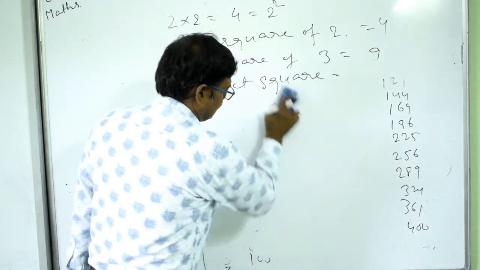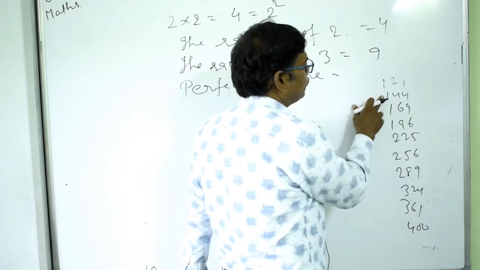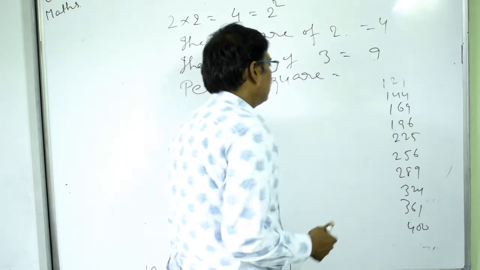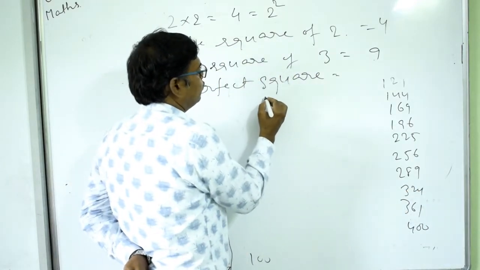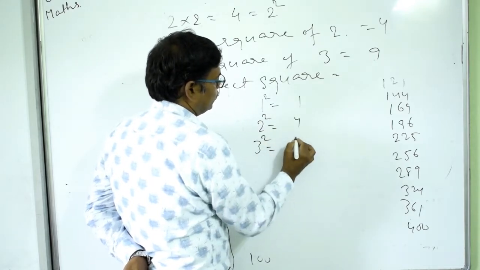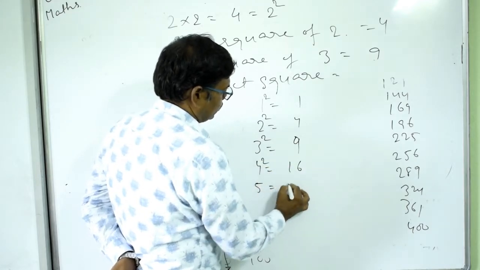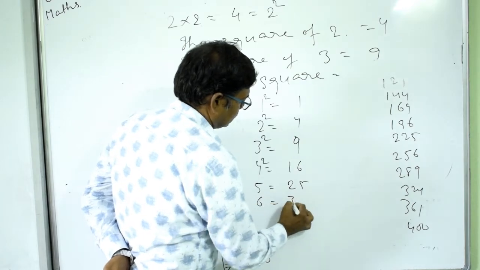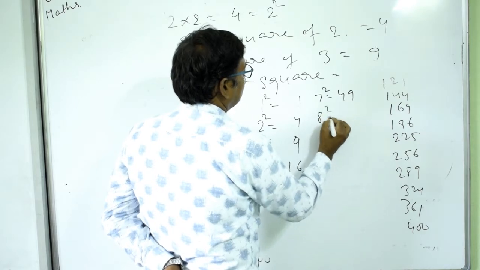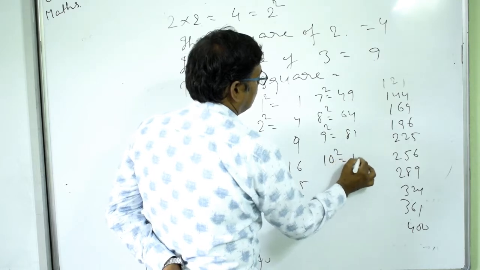Here you can see this is the square of 11, this is the square of 12, and 13, 14, 15, 16, 17, 18, 19, 20. And again I will write the squares of 1: 1 square equals 1, 2 square equals 4, 3 square equals 9, 4 square equals 16, 5 square equals 25, 6 square equals 36, 7 square equals 49, 8 square equals 64, 9 square equals 81, and 10 square equals 100.